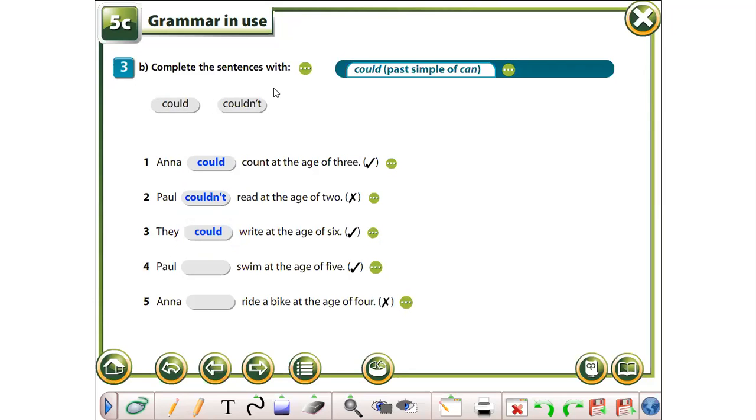Number 4 says, Paul swim at the age of 5. Could. Okay. And then I have Anna ride a bike at the age of 4. Couldn't. So in this case, if you see, this one obviously is very simple because I only have the check mark and then the cross. Okay. So it's really just referring to this.